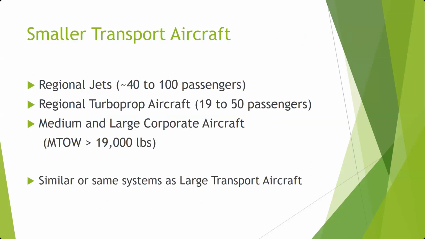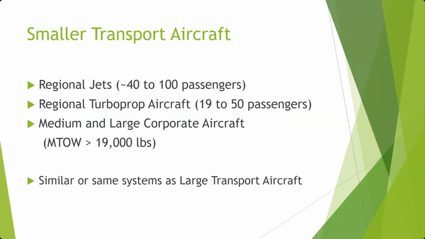And then you have your medium and large corporate aircraft, where oftentimes they don't necessarily carry more than 19 passengers, but they very often weigh more than 19,000 pounds when fully loaded at max takeoff weight. And so they fall into that category because of weight rather than because of the number of passengers on board. Even planes like the Beech 1900 is a 19 passenger airplane, a very small commuter turboprop, but it falls in the transport aircraft range because it's over 19,000 pounds max takeoff weight.